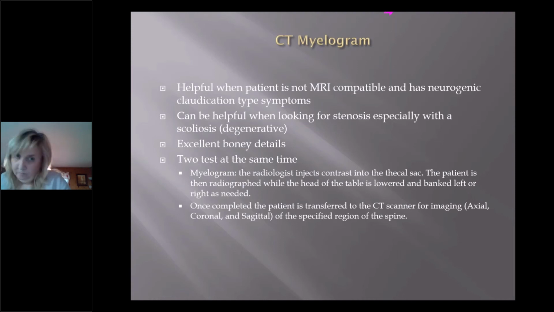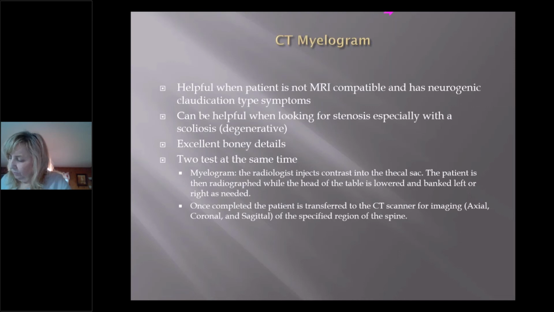So what it does is when they inject it, they lay on a table and they move that table, they bank it head down, and they bank it left and right to get that dye to fill out. When that dye fills out, they take lots of pictures of it. And if there's significant delay in the fill, we know that there's constriction in that area. We may not know exactly what's causing the constriction, but we know that there's constriction or compression on the canal or even the exiting nerve roots.